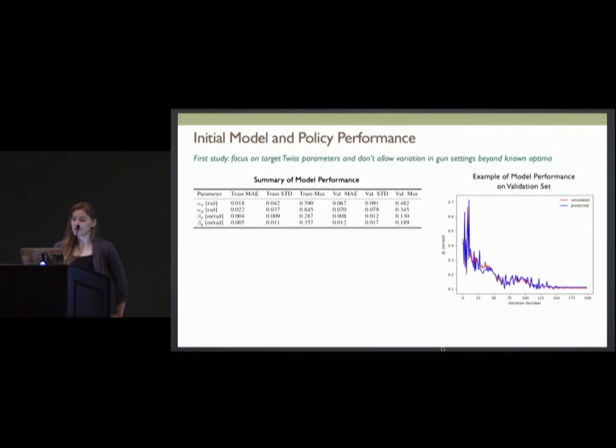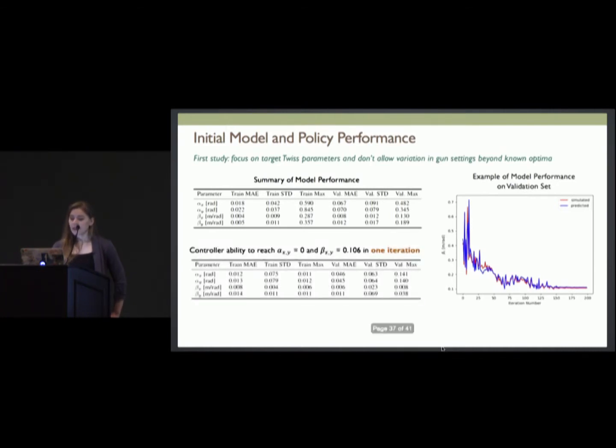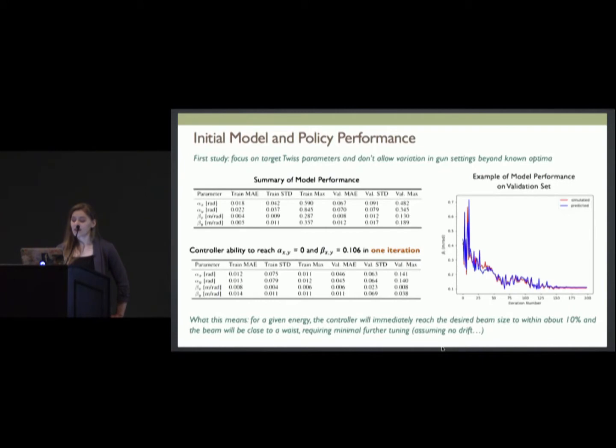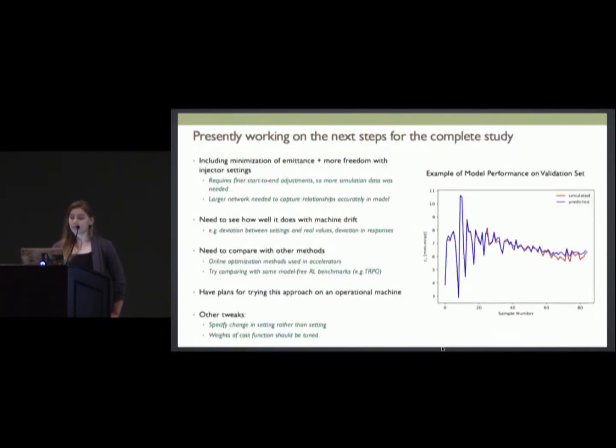So how did this do? Well, it did okay. This is just an example of the model performance on the validation set. So this is beta X, and the model performance was pretty good. When training the controller, we really only cared in this case about how close it could get in one iteration, and that seemed encouraging. It was generally within about 10% of where we wanted it to be, and the beam was pretty close to a waist. So what that means is essentially you wouldn't need to do much further tuning, assuming that there wasn't any drift in the machine.